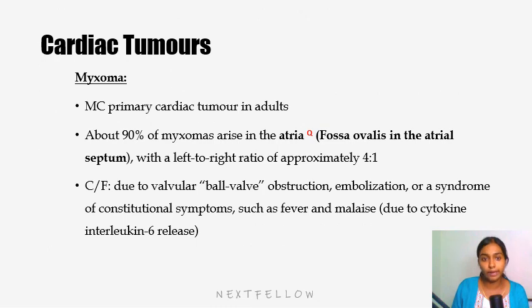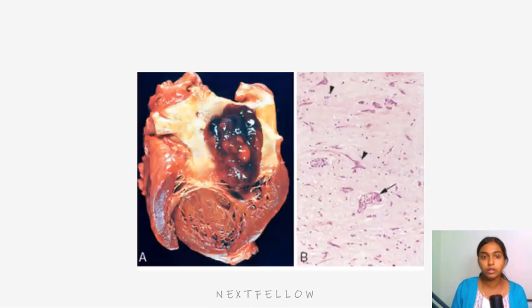Coming to cardiac tumors. The most common cardiac tumors are usually secondary. Coming to primary cardiac tumors, myxoma is the most common cardiac tumor seen in adults, and the most common site is the atria. Here the patient will have valve obstruction symptoms, embolization, or generalized symptoms like fever and malaise. This is a gross as well as a microscopic image of the myxoma.